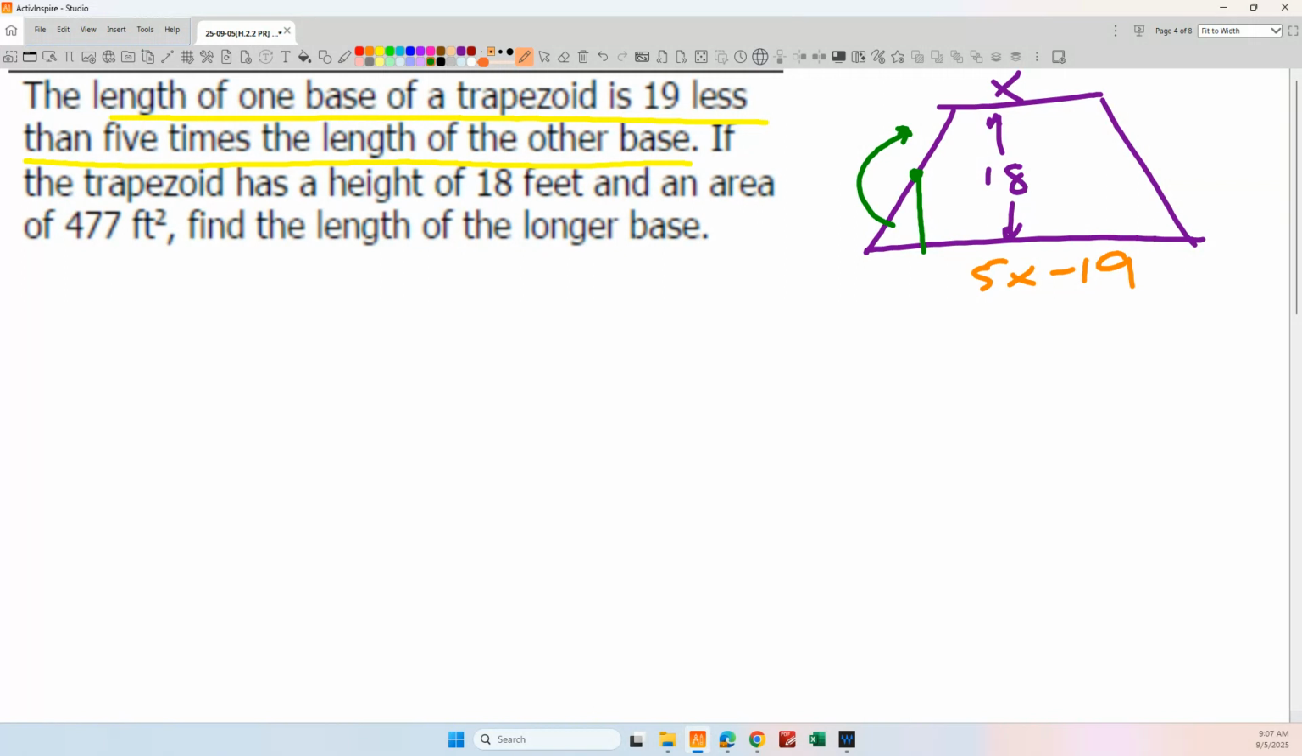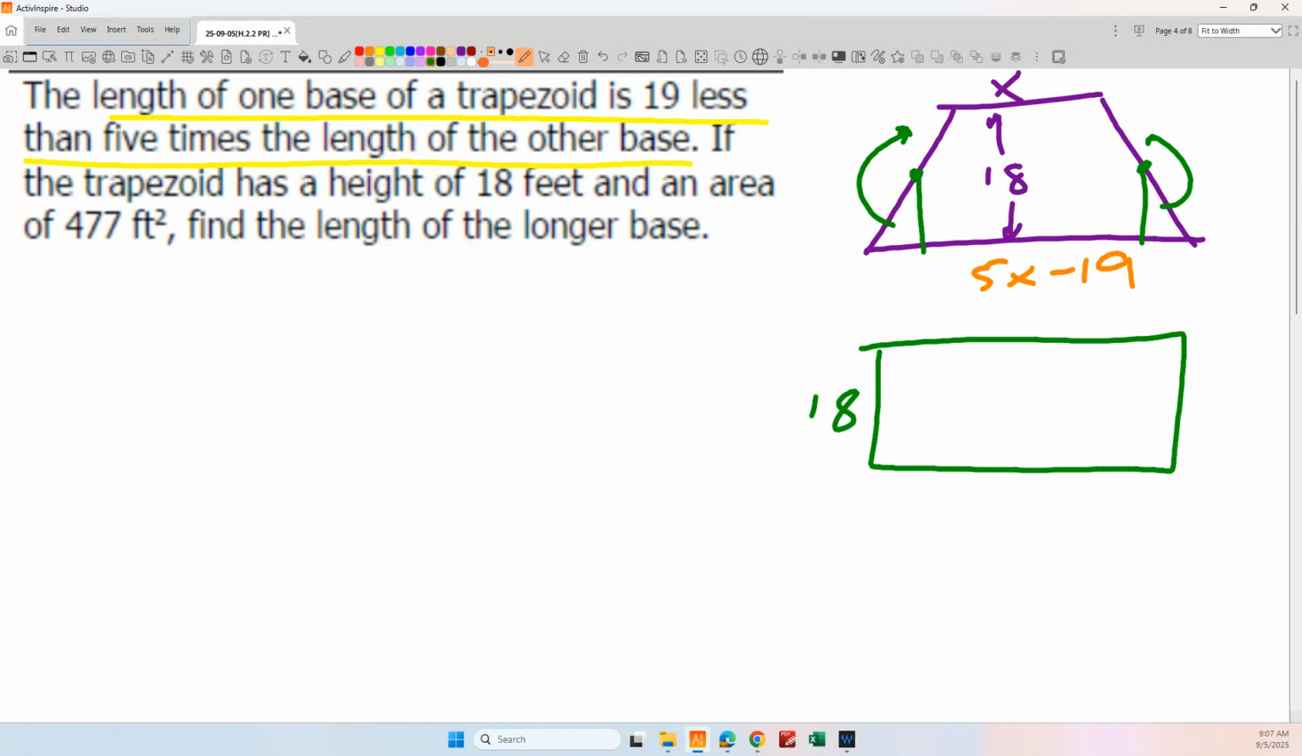Okay, same thing over here. I end up with a rectangle with a height of 18. What's going to be the length of each side? What's it going to be? Yeah, so if the amount that I took off of this one, I added to that one, right? Everybody agree? Okay. The sum of the two bases is still going to be the same. I didn't change the sum of the two, agreed?